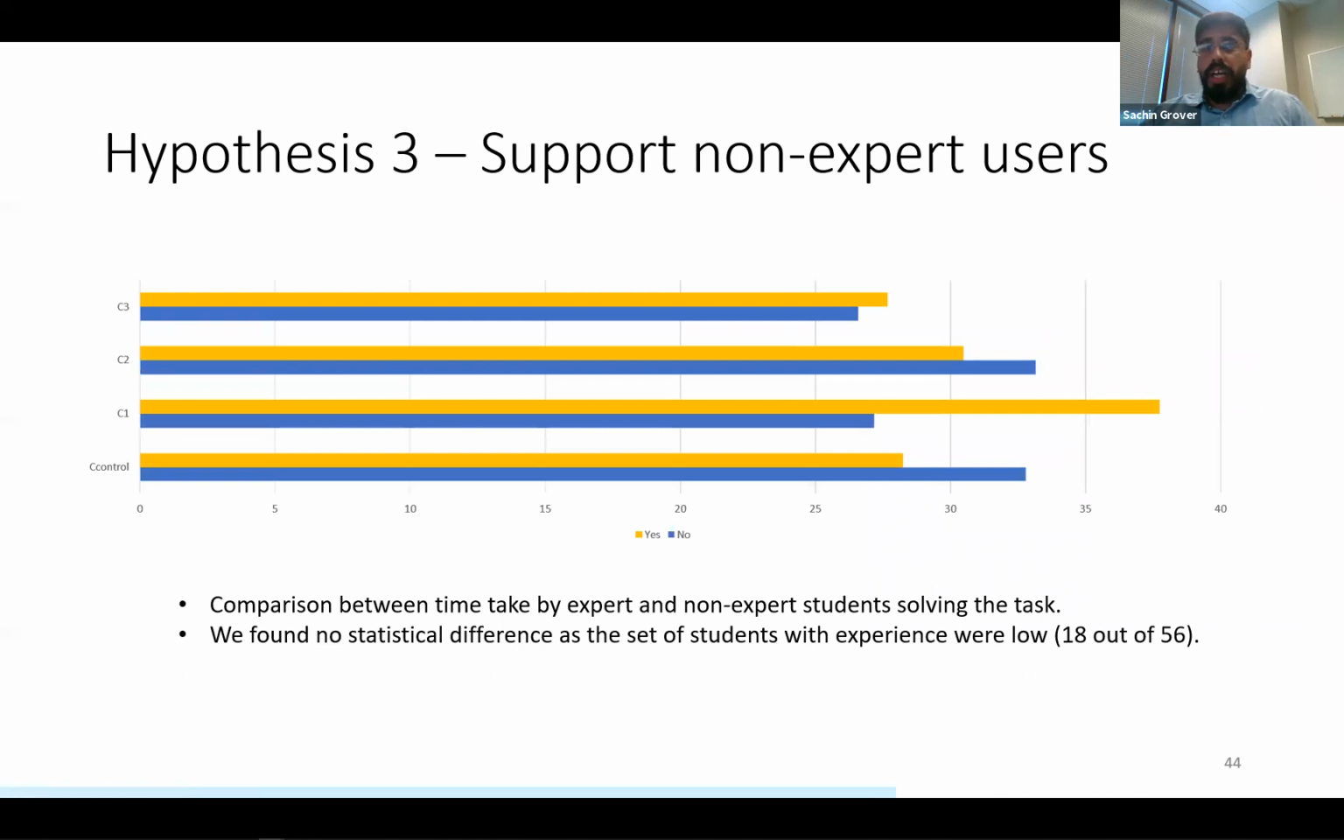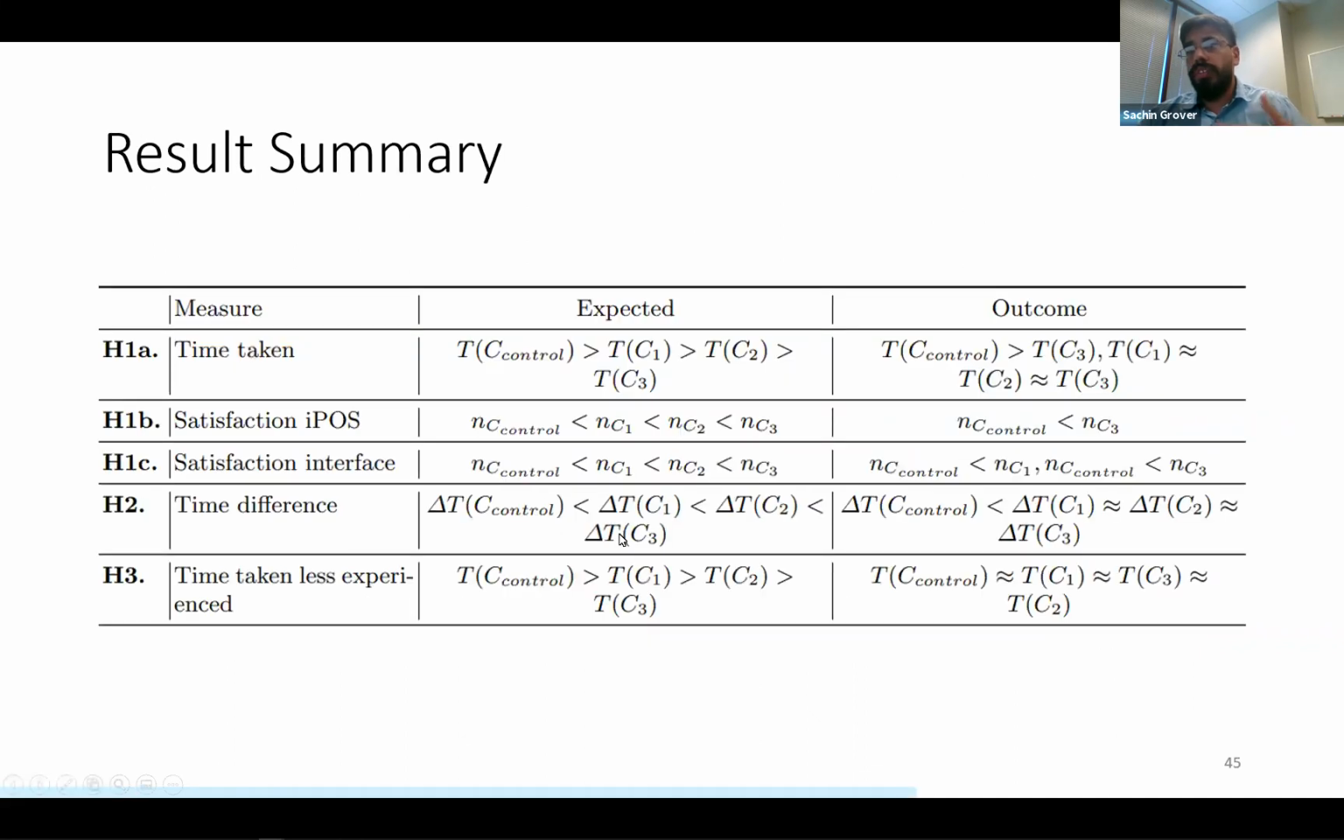Going to hypothesis 3, in comparison to non-expert users, there were 18 students who had some experience with IPOS, and we didn't see any statistically significant differences between the two in any condition. Basically, this was primarily because there were not a lot of students with experience across the conditions.